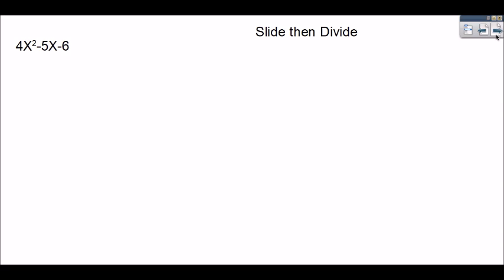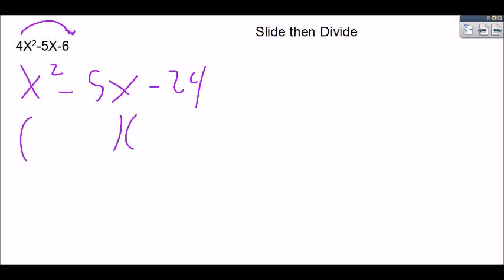My last strategy is slide, then divide. So the first thing we're going to do is we're going to get rid of this a term because it's making it complicated. So what I'm going to do is I'm going to take it from here and slide it to the back. So now I'm going to have x squared minus 5x minus 24. Then I'm going to say, hey, can I factor that? And my combos that get me to it are x and x to get me to x squared, and then negative 8 and 3 get me to negative 5. You know from the previous examples that this works. So we have done the slide, now we have to divide.